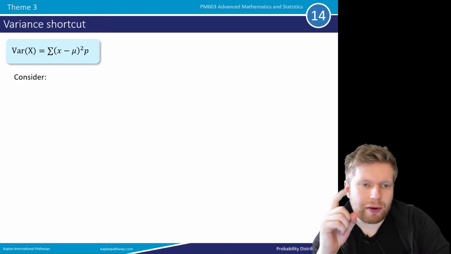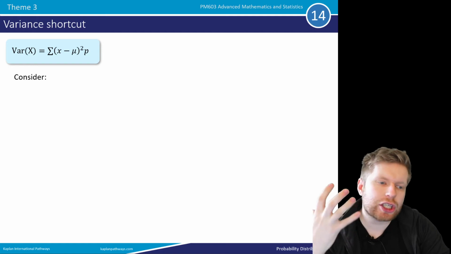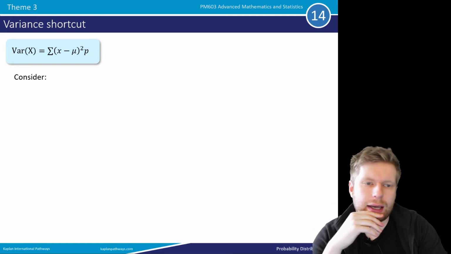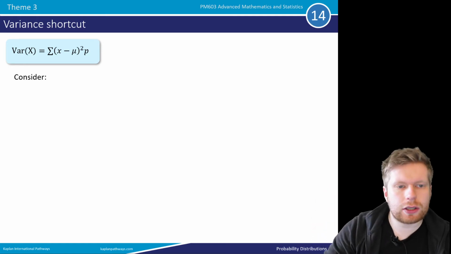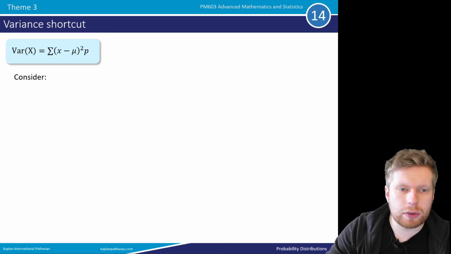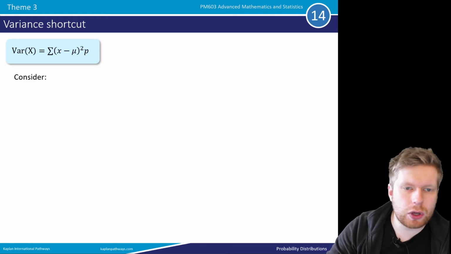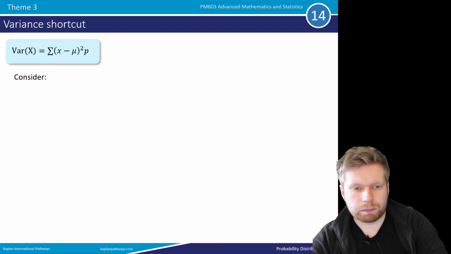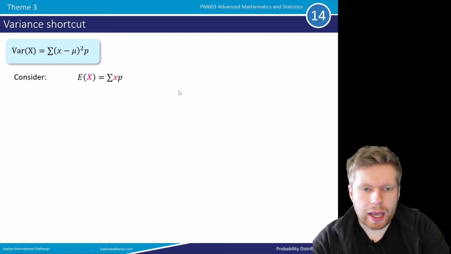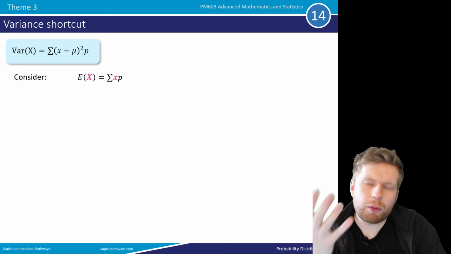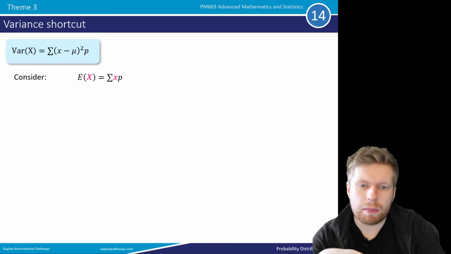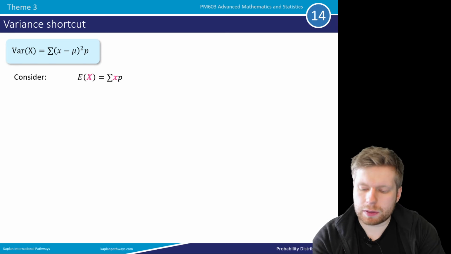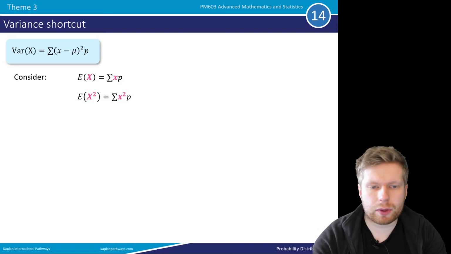Now, in actual fact, there is another formula for variance, which I actually prefer to use and prefer to calculate. So let's talk through this. This is the formula for variance that we've got at the moment: sum of x minus mu all squared times by the associated probability. What I want to do first of all is just consider the formula for expectation. That's simply the sum of each outcome times their associated probability, so sum of x times p, all right?